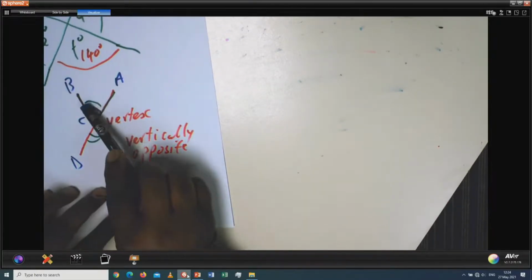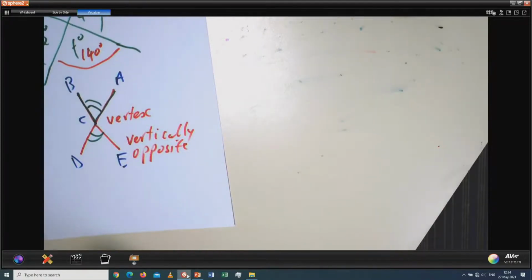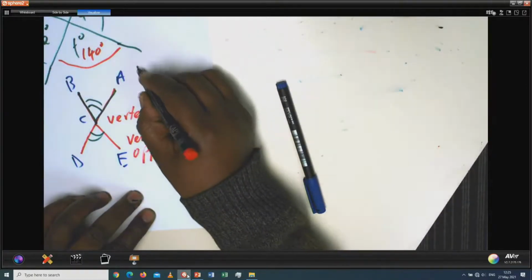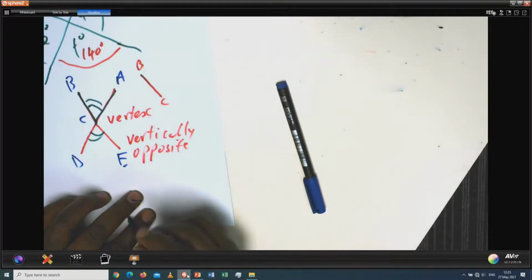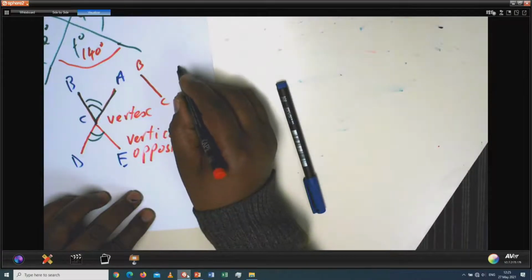Now we are referring to this angle. This angle is formed by arm BC. And that angle is also formed by arm AC.